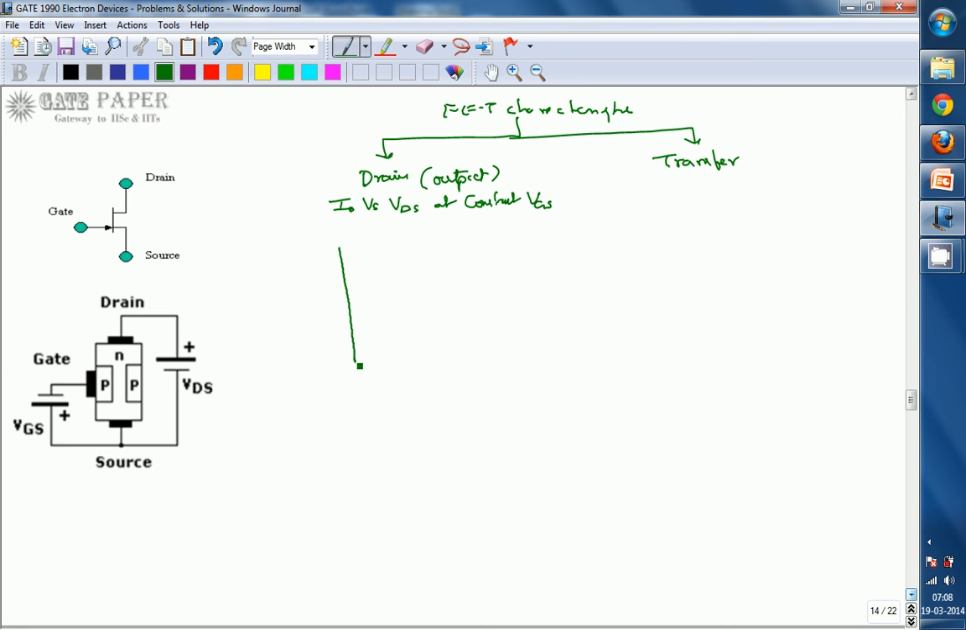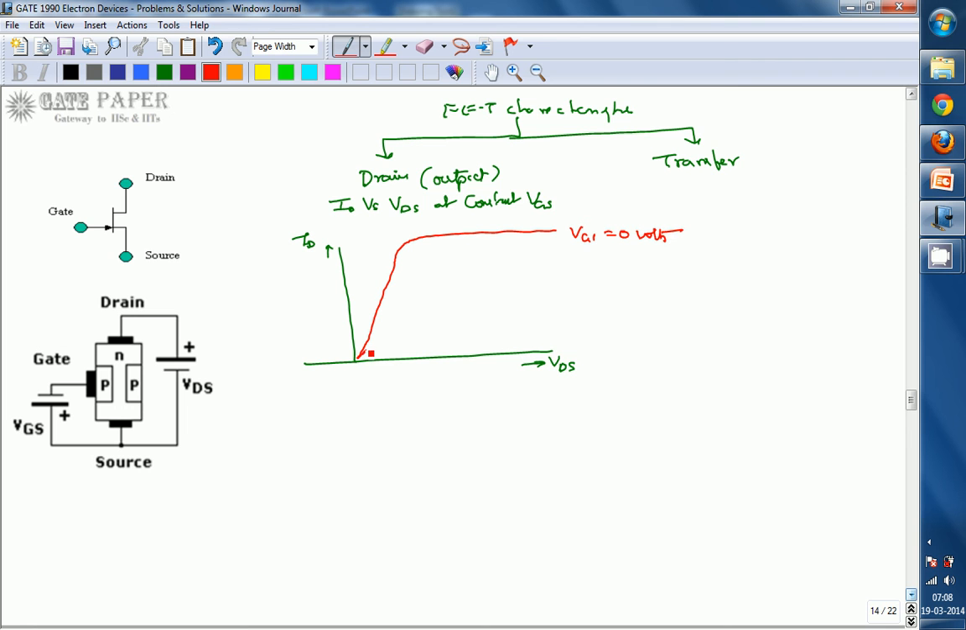So if you observe, these are the characteristics. This is VDS and this is ID. Whenever VGS is equal to 0, that is the maximum voltage we can apply, because it should not be under forward bias. So this is the characteristic you will get. This is for VGS equal to 0 volts.